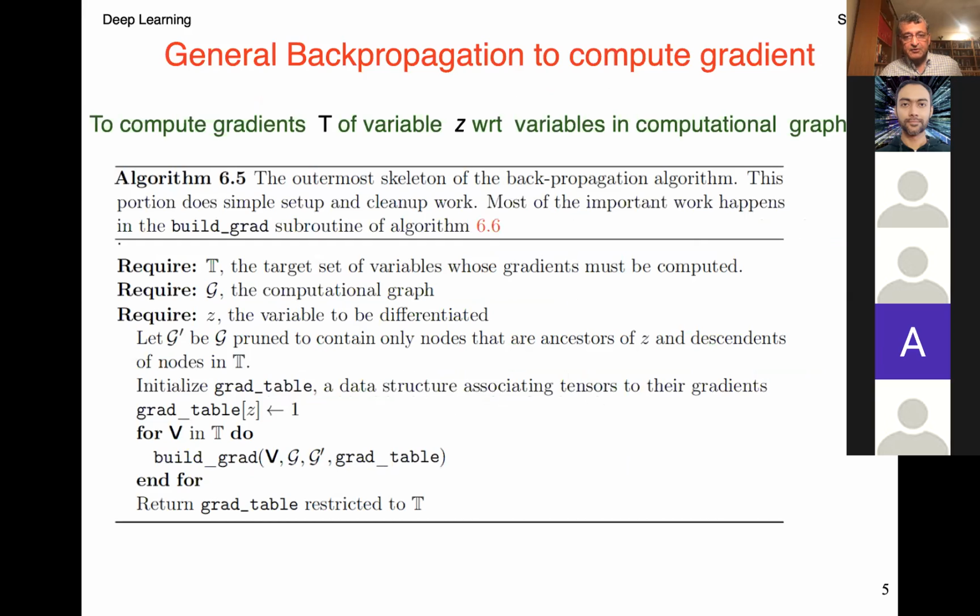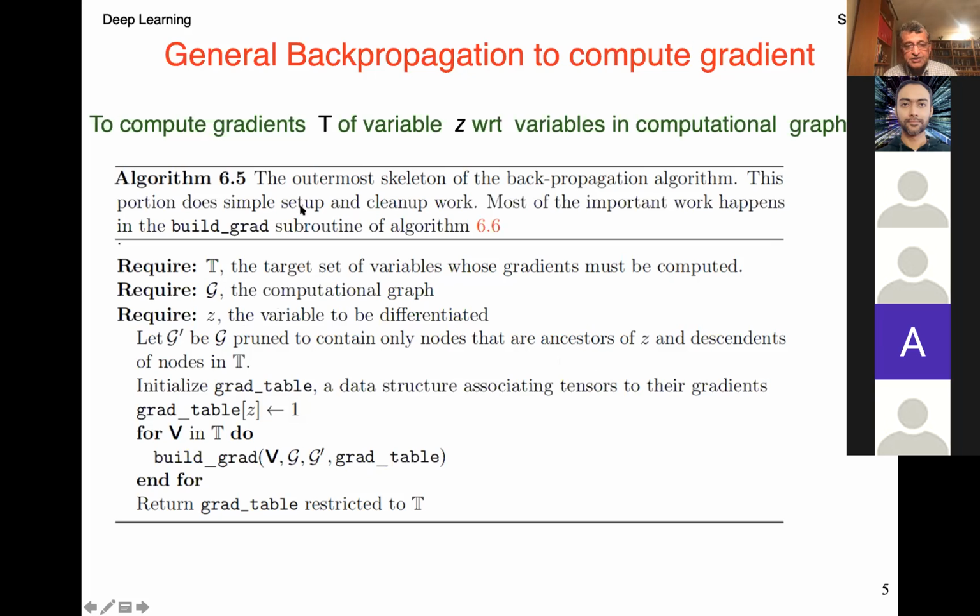So general backpropagation computes gradients of a variable Z with respect to variables in a computational graph. We saw what the computational graph looked like. Require T, the target set of variables whose gradients must be computed. Require G, the computational graph. So we need the computational graph we talked about for the RNN. And let G prime be G pruned to contain only the nodes that are ancestors of Z. Okay, Z is the variable to be differentiated.